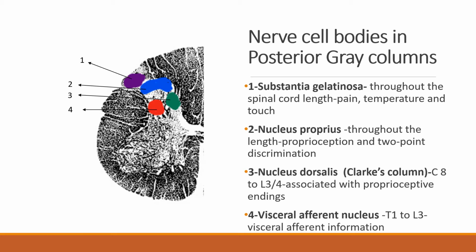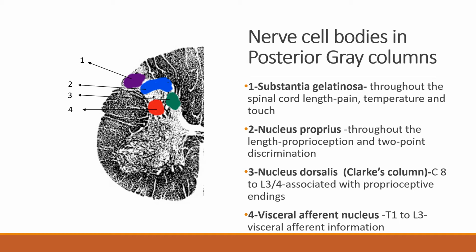The second group, which is present anterior to substantia gelatinosa, comprises the nucleus proprius. Now this too extends throughout the length of the spinal cord, just like substantia gelatinosa, and it is responsible to receive the information regarding proprioception and 2-point discrimination. Again, it is going to come into discussion when we will talk about the ascending tracts.